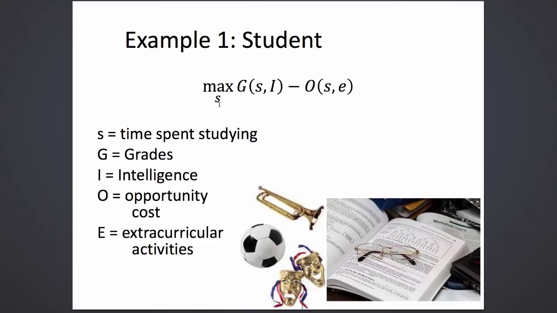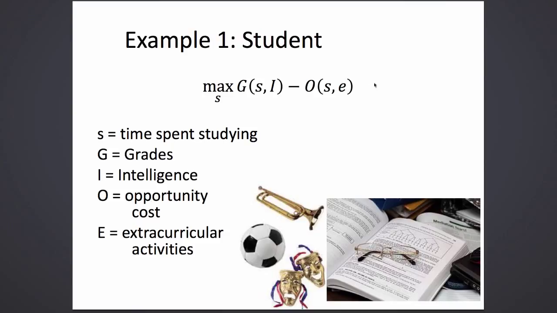Our choice variable always appears underneath the maximization sign. In this case, it's the student deciding how much time to spend studying. And what are they maximizing? They're maximizing their objective function. In this case, their objective is grades minus opportunity cost, so benefit minus cost. And then we have our choice variable inside each of those terms so that time spent studying influences grades and time spent studying influences opportunity cost.